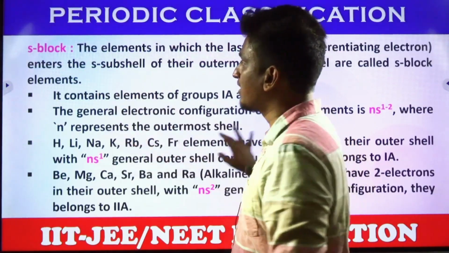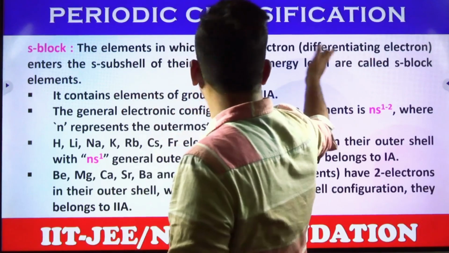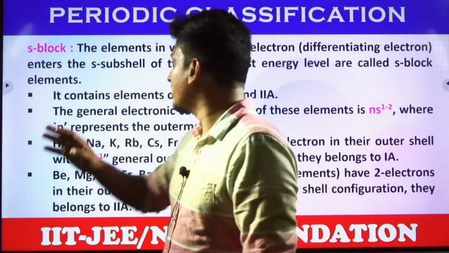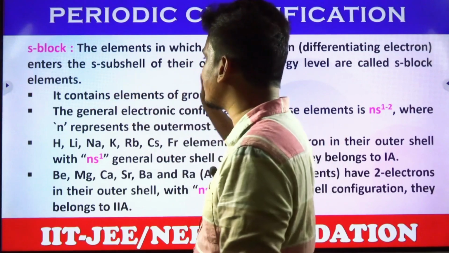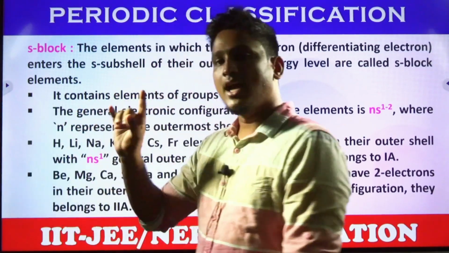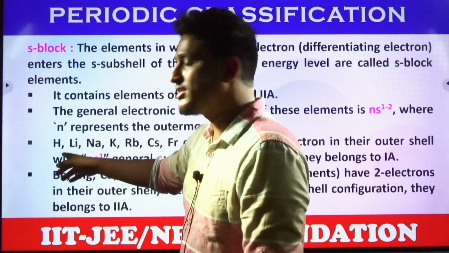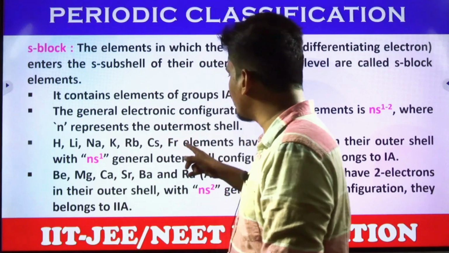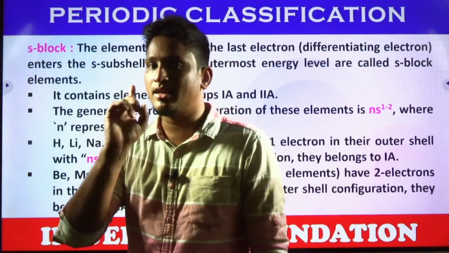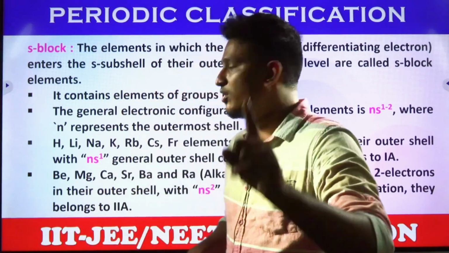Next, we have certain s block, p block, d block. We'll discuss all the main points. So what does the differentiating electron mean? The last entering electron enters the s subshell, called s block. It contains elements of groups 1 and 2. Two groups are there, students. Group 1 alkali metals, group 2 alkaline earth metals. What are the elements of group 1 which come under s block? Hydrogen to francium. Hydrogen is not an alkali metal, remember. Alkali metals start from lithium only. Hydrogen is a non-metal, but it belongs to group 1.